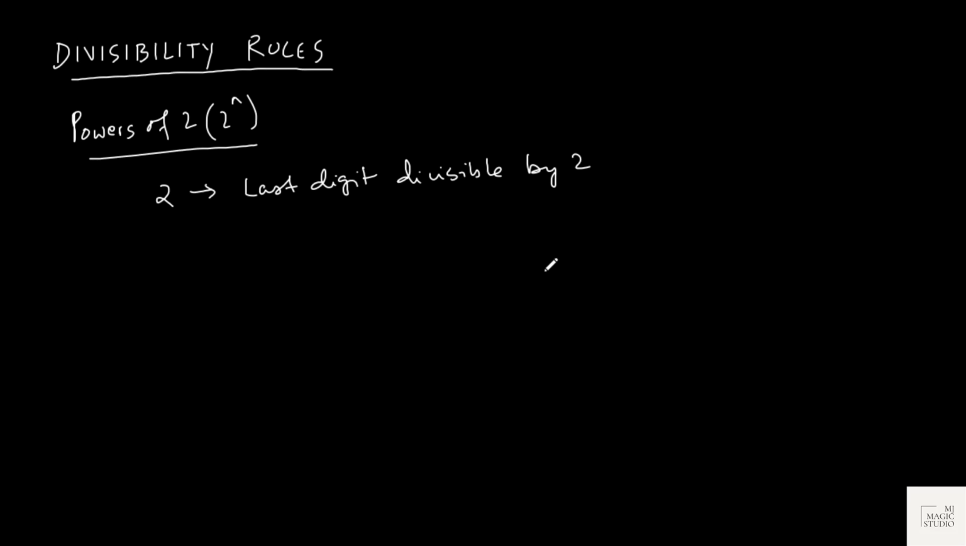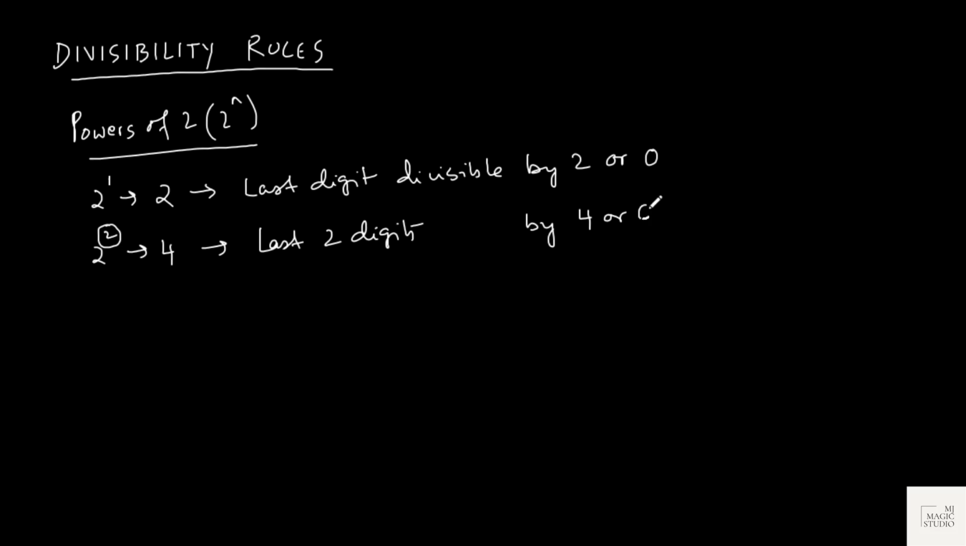That means the last digit should be divisible by 2, that is an even number 2, 4, 6, 8, or it should be a 0. Now, this is 2 to the power 1. If we talk about 2 to the power 2, that is 4, then see the power is 2 here. Here we will see the last 2 digits of the number should be divisible by 4 or the last 2 digits should be 0, 0.